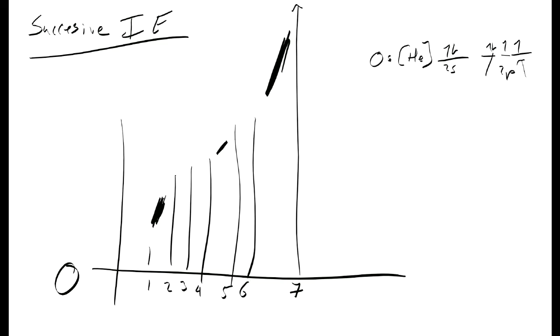The second and the third, the third and the fourth, we're removing the last of the 2p electrons. So it's not as huge a leap going from one to the next, okay?